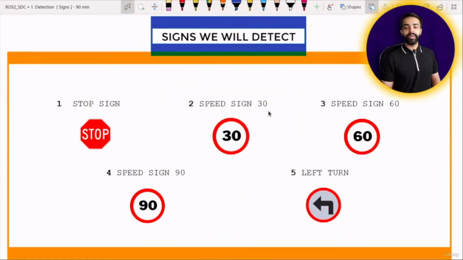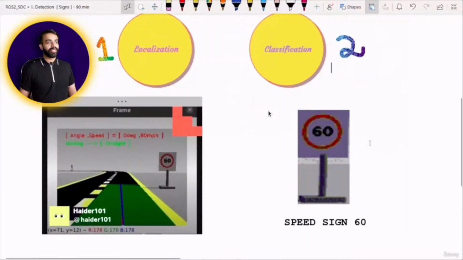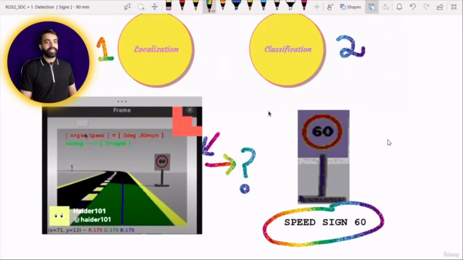The signs that our car will be able to detect and act upon are the 3 speed signs, 30, 60, 90, and stop, and the left turn. In the case of signs, localization means to localize the signs in every frame. And then classification is performed on these localized signs to identify what that sign was. For example, in this case, it was a speed sign 60.